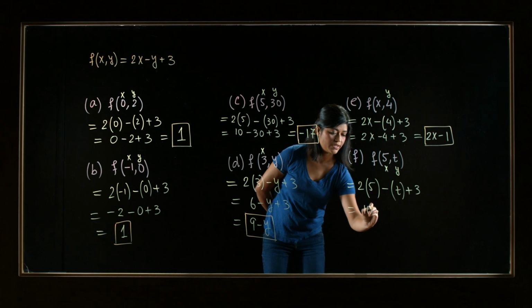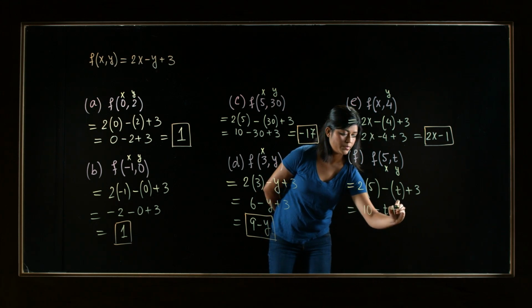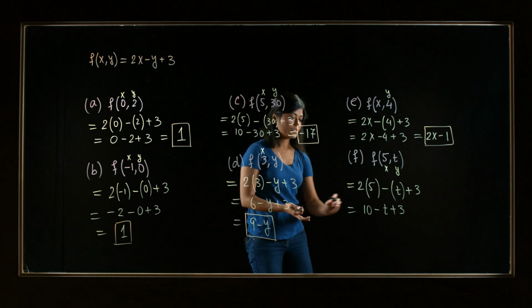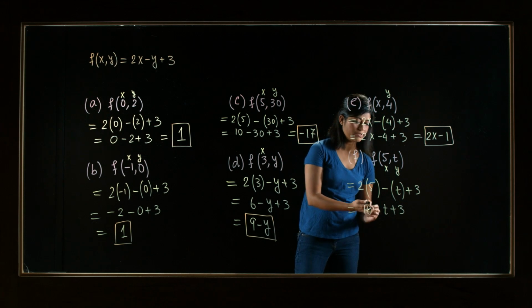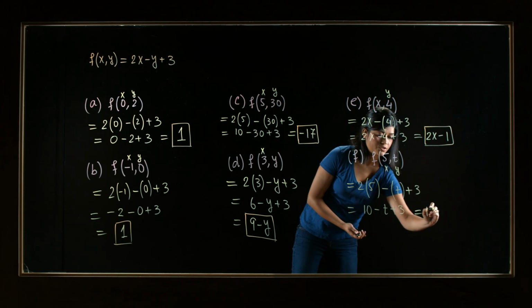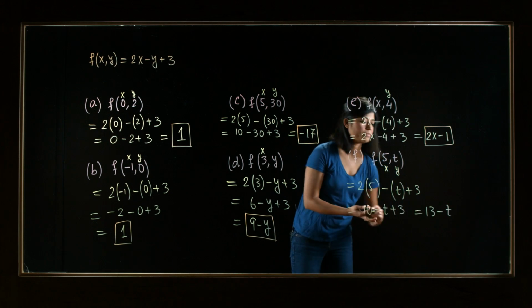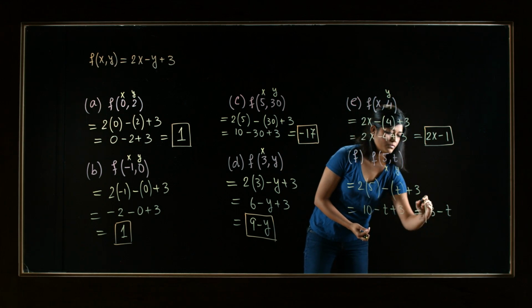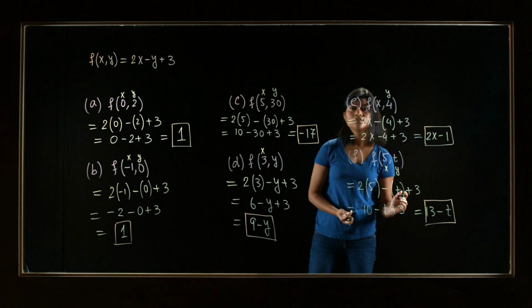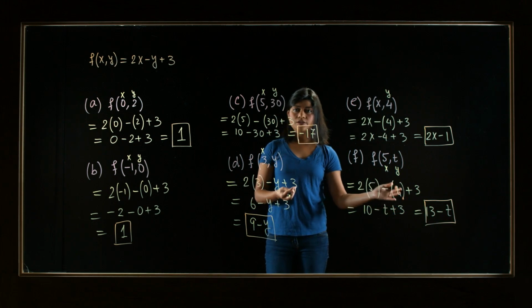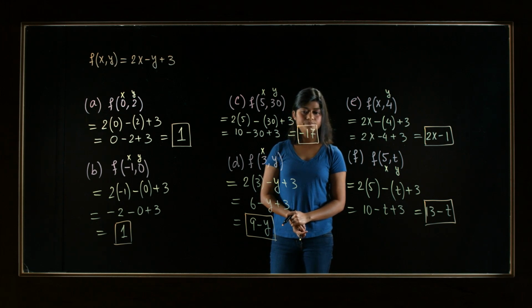Simplify. This is 10 minus t plus 3. 10 plus 3 is 13. This is 13 minus t. That's the simplified value for the last function value.